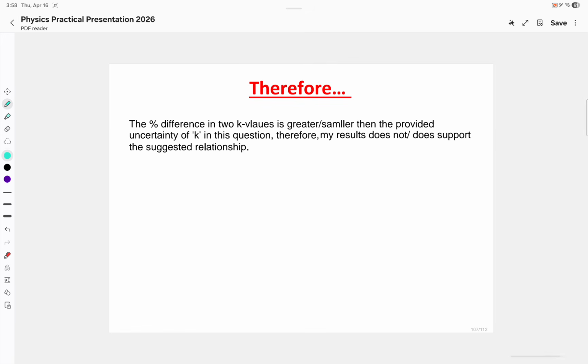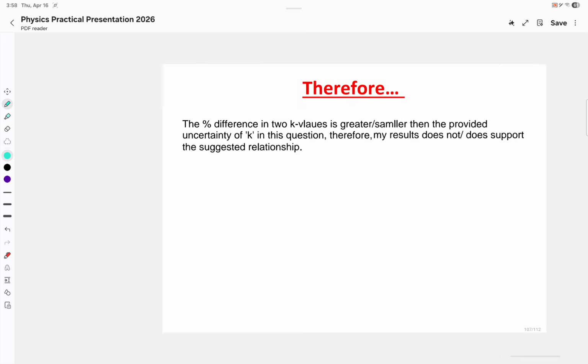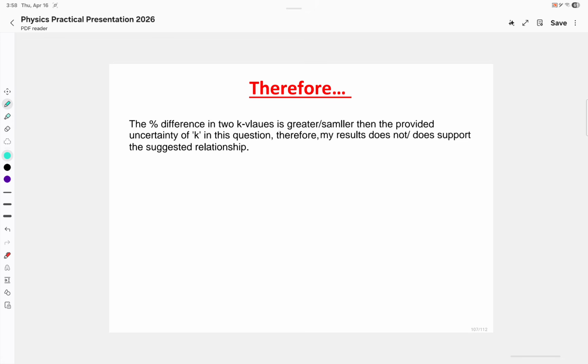So now what are you going to do? Obviously, you first of all take the delta k percent. I'm repeating for you: greater minus smaller divided by average, multiply by 100, take out this percentage. Now the difference in 2 k values is greater or smaller than the provided uncertainty of k in the question. Therefore my result does or does not support the suggested relationship. This is how you will complete your statement.